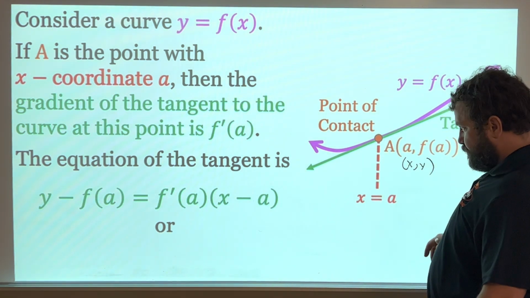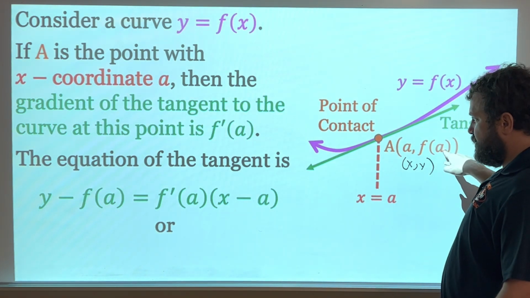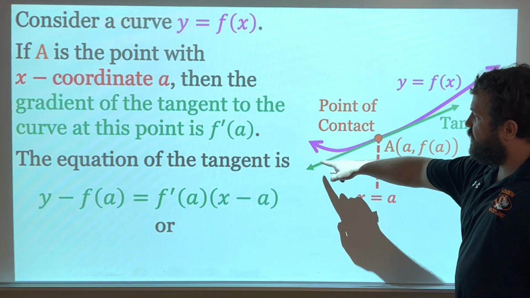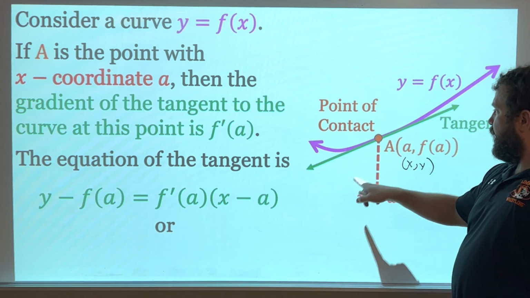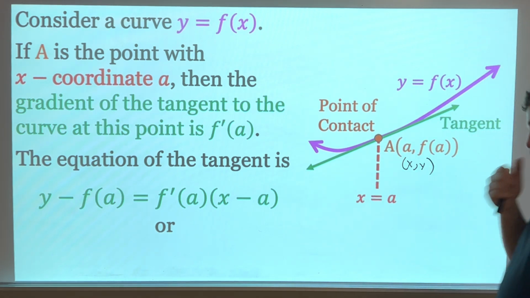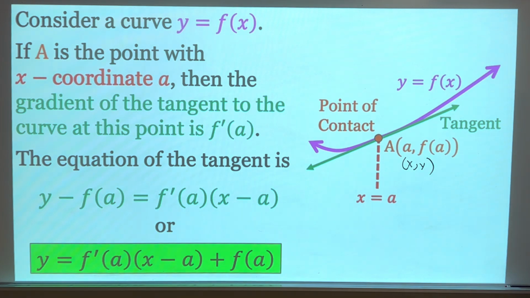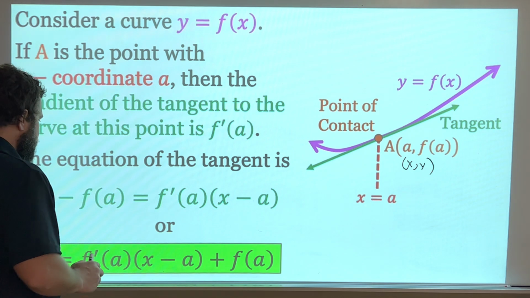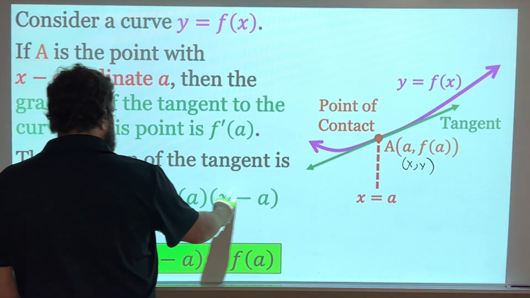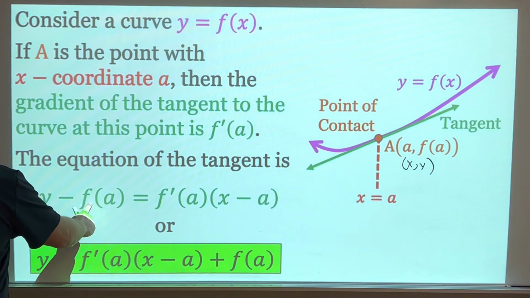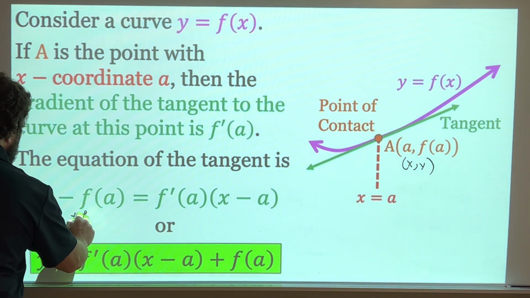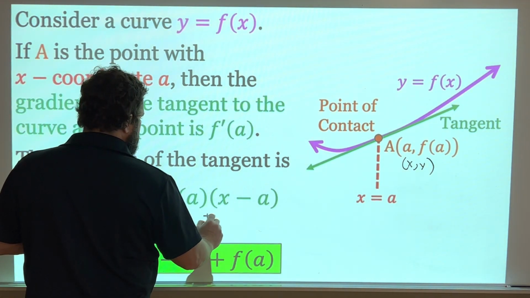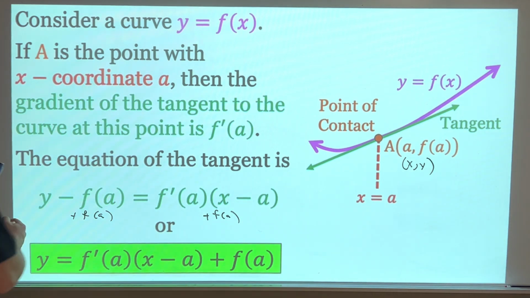It is y minus f of A equals the derivative f prime A times x minus A. Okay, if I take this, f prime A times x minus A, and I add f of A to both sides, I get the better equation, which is y equals f prime A times x minus A plus f of A.